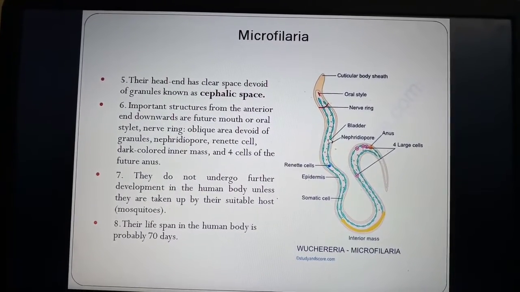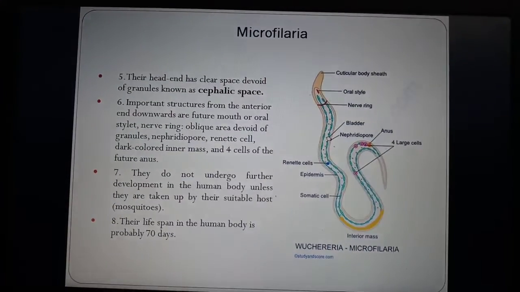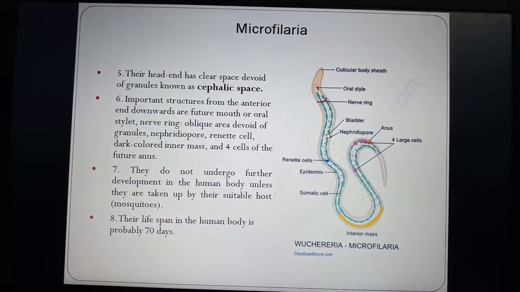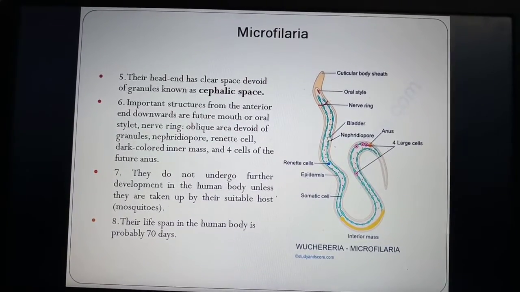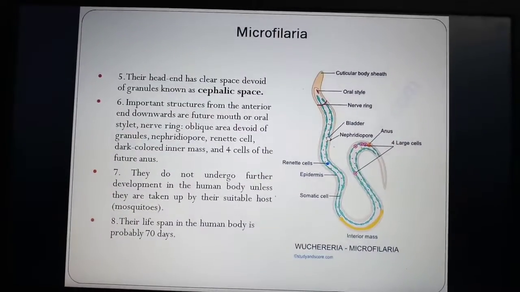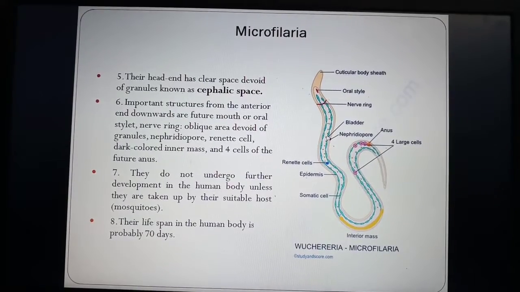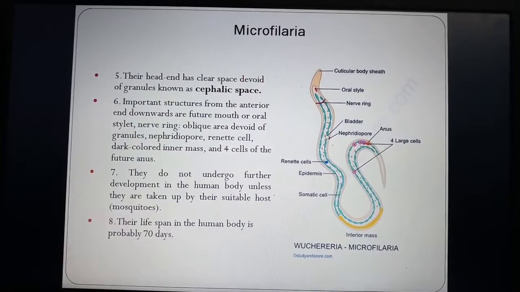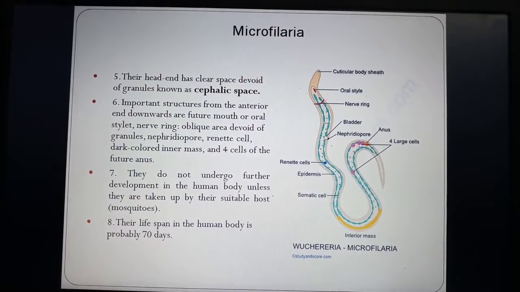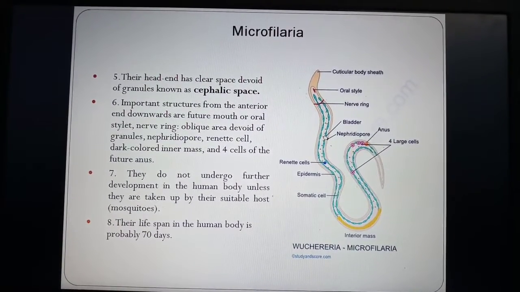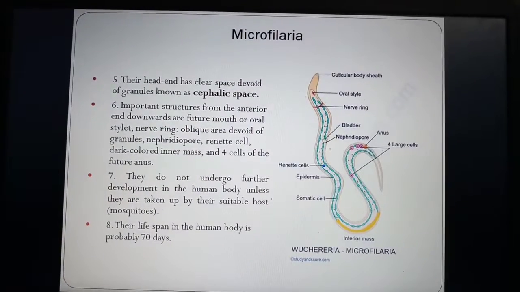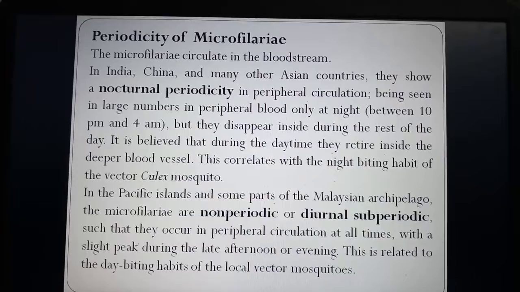stylet, nerve ring, oblique area devoid of granules, nephridiophore, renette cell, dark colored inner mass, and 4 cells of the future anus. They do not undergo further development in the human body unless they are taken up by their suitable host, that is, mosquito. Their lifespan in the human body is probably 7 years.